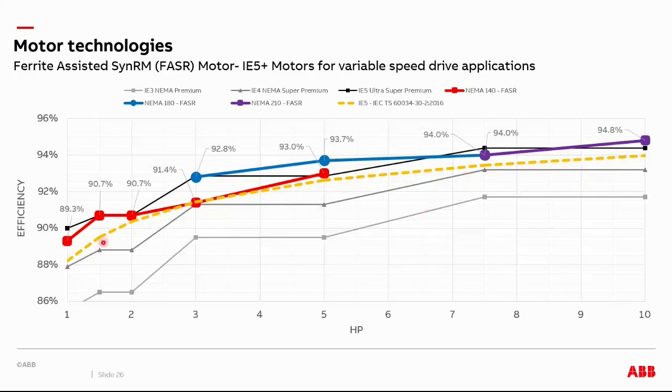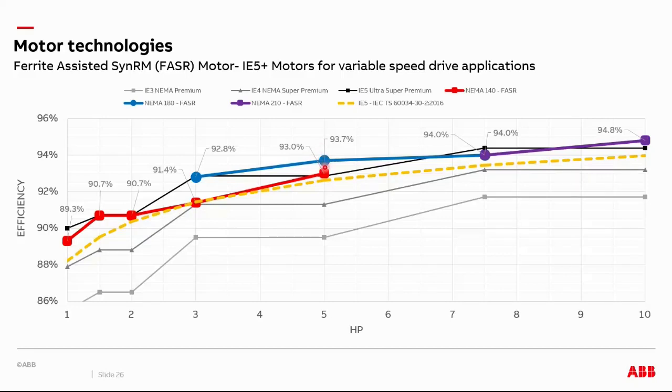And as you can see, the black line with the squares is the ultra super premium NEMA efficiency. And you can see that we meet or exceed it along this line. The colored lines, the red, blue, and purple, are the NEMA frames built with the EC Titanium ferrite-assisted synchronous reluctance motors. And as you can see here, there's a couple of them that overlap. This red and this blue overlapped.